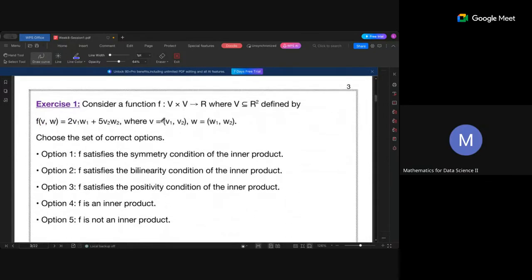Now look at this question. Consider a function f from V cross V to R, where V is a subset of R2, defined by f of v comma v as given like this. Now you have to verify which of the following options is true. Try to verify the first option, the symmetry condition. So you have to check whether f of v comma w is the same as f of w comma v.